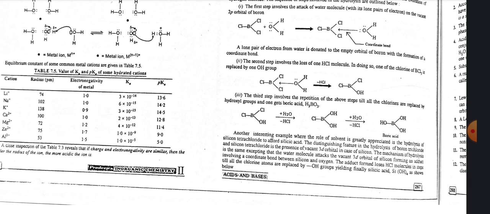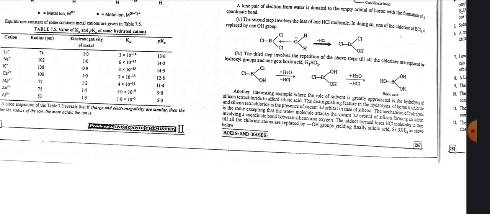The first step involves the attack of a water molecule with its lone pair of electrons on the vacant 2p orbital of boron. A lone pair of electrons from water is donated to the empty orbital of boron with the formation of a coordinate bond. The second step involves the loss of an HCl molecule. One of the chlorines of BCl3 is replaced by one OH group. The third step involves the repetition of both steps till all the chlorines are replaced by hydroxyl groups, and one gets boric acid, H3BO3.